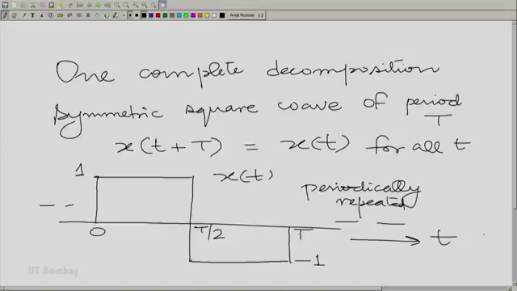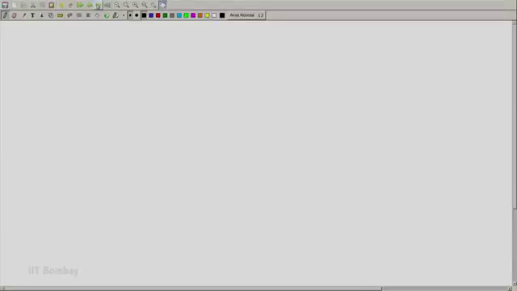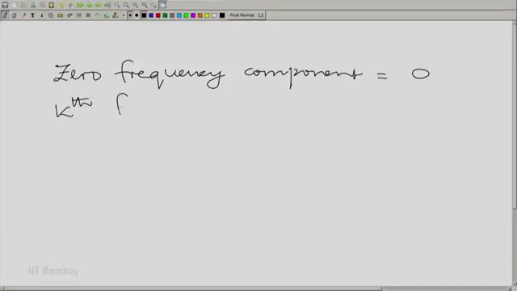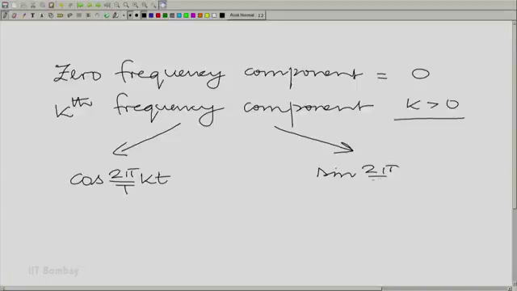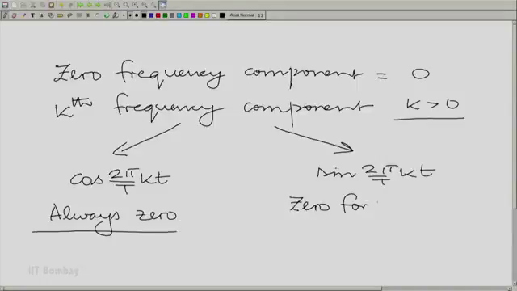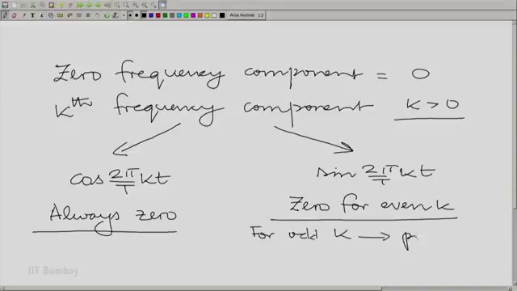Now, we calculated the components. We said the 0 frequency component is equal to 0. The kth frequency component would have two orthogonal components again, a cosine component and a sine component, k greater than 0 of course. The cosine component is always 0. The sine component is 0 for even k. For odd k, it is non-zero, present.